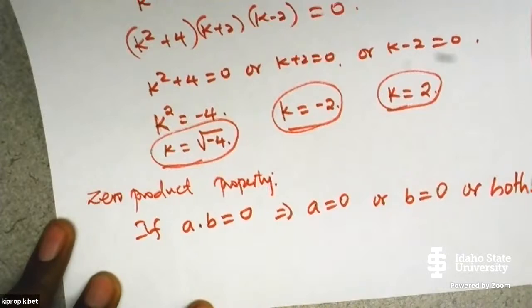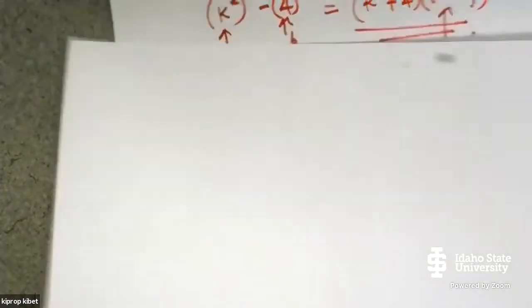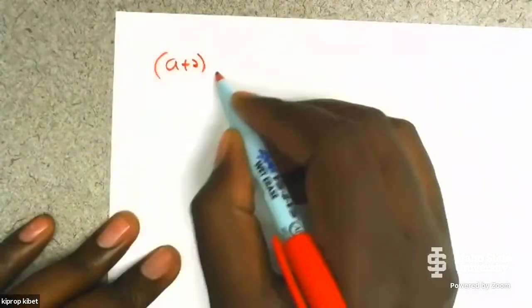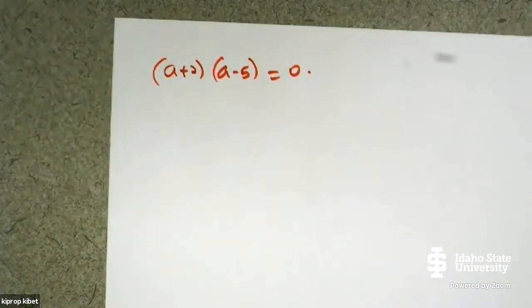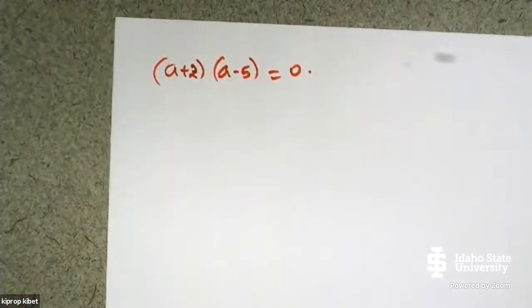Wait together. So for example, (A + 2)(A - 5) = 0. (A - 2)(A + 2), or A - 5 equals 0. So what do you mean here?